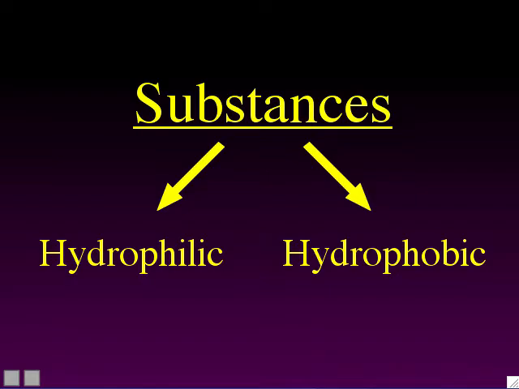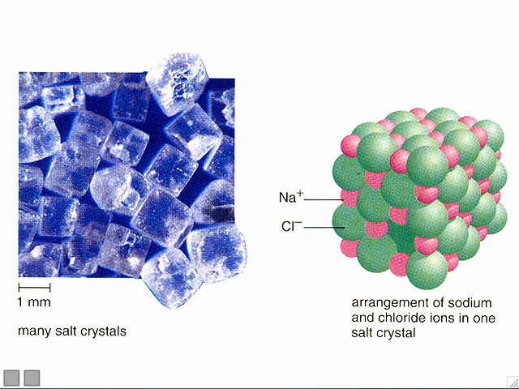Some good examples of hydrophilic substances are salts. For instance, you know from experience that salt dissolves very well in water. One of the reasons that salts dissolve very well in water is that salts are made out of ions. Remember that ions are electrically charged atoms and molecules. Each crystal of table salt is made out of sodium ions and chloride ions.